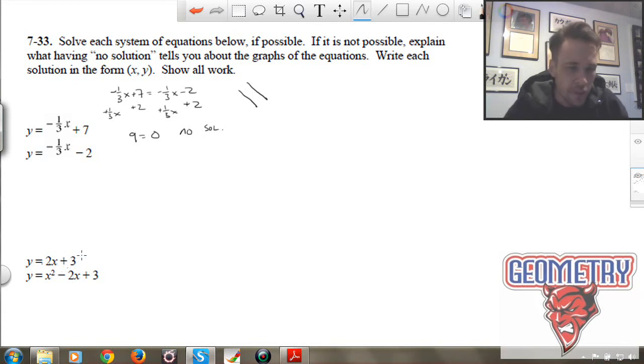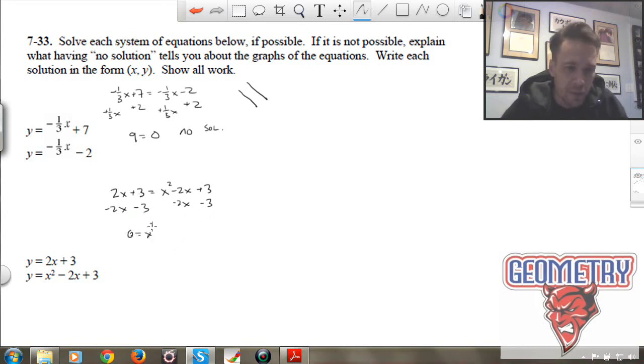Second one here, same idea, they're both set equal to y, so let's set them equal to each other. So 2x plus 3 equals x squared minus 2x plus 3. And so I'm going to get everything to one side. I'm going to move everything to the right because I can see it's a quadratic. And if I want to solve a quadratic, I want to set it equal to 0, so I can either factor it or, if we use the worst case scenario, use the quadratic formula. So I'm going to subtract 2x to the other side and subtract 3 to the other side.